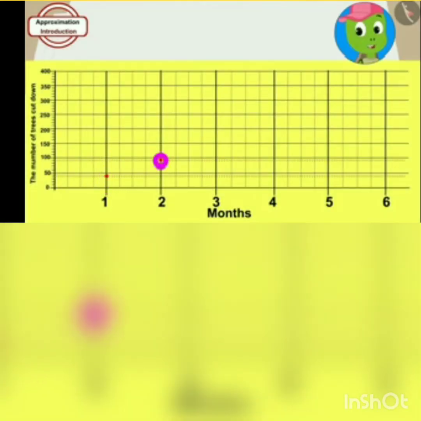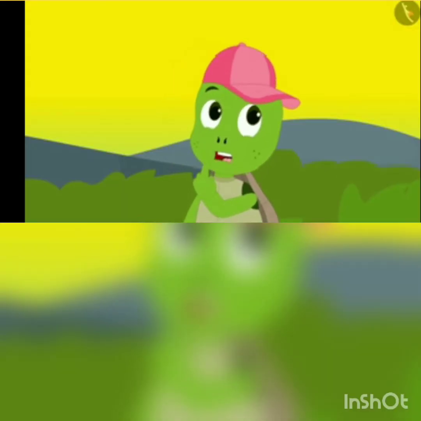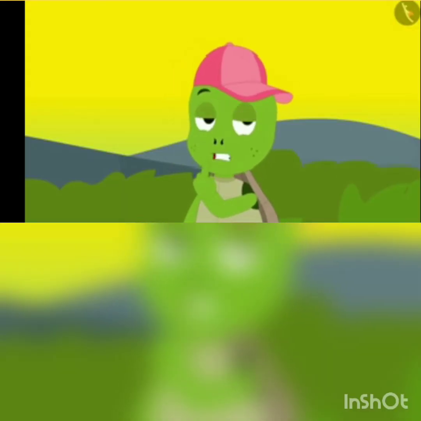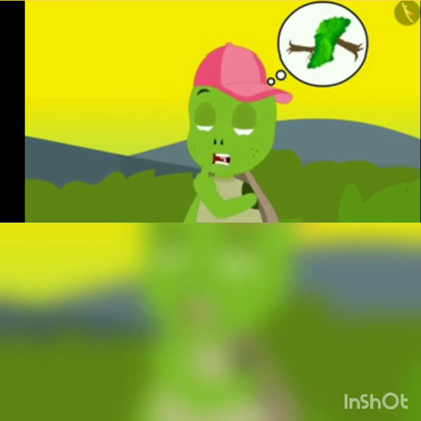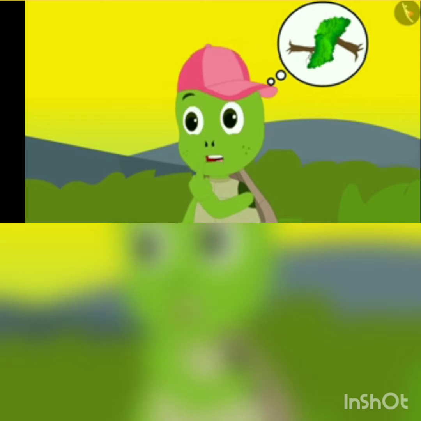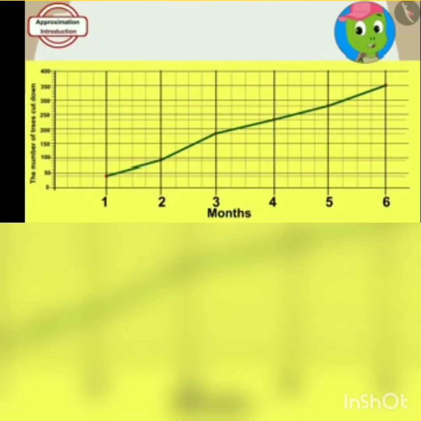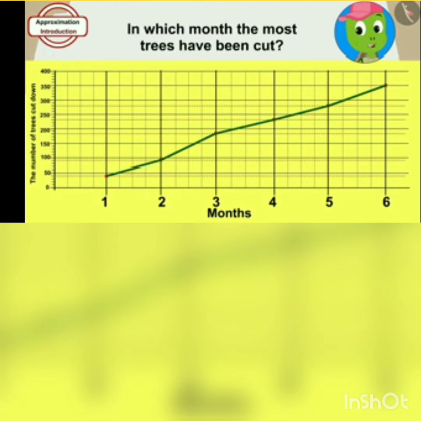At the end of each month, Tufan counted the number of trees cut and recorded this on the paper. 6 months have passed. This is a very serious problem. So many trees are cut every month. But in what month have the most trees been cut down? Children, by looking at this chart, can you tell in which month the most trees have been cut?